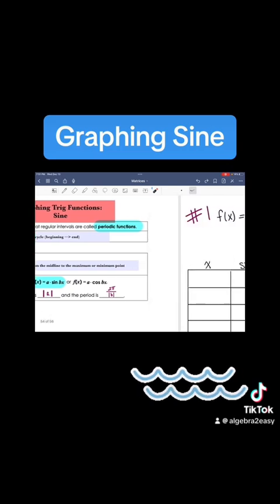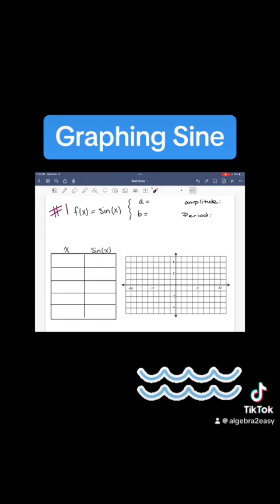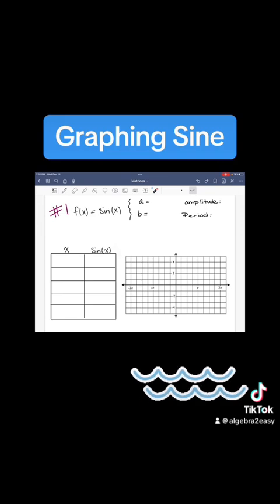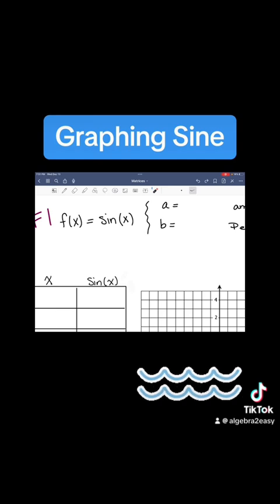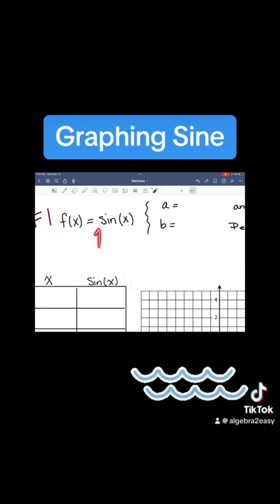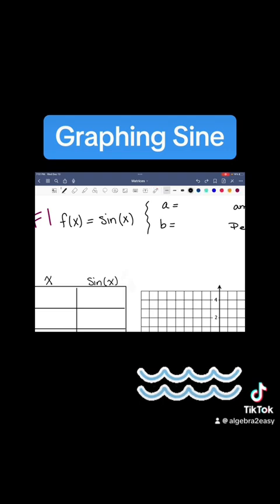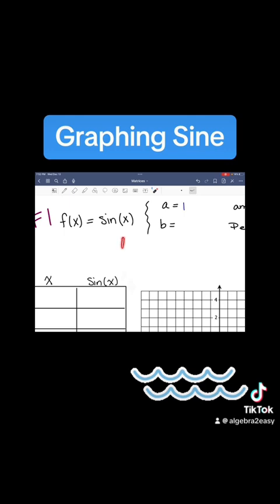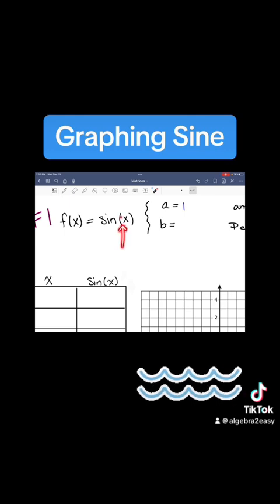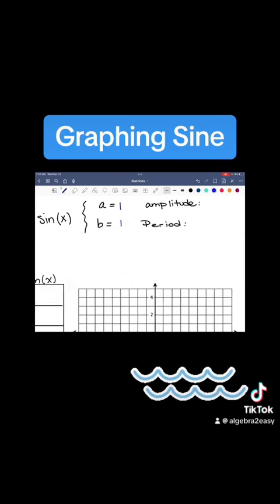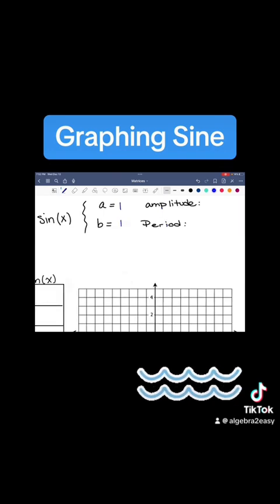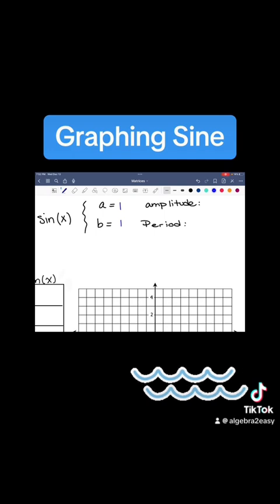So let's do our first example. We're going to start with just the traditional sine function. So f of x is equal to sine of x. First, let's identify what our a and b values are. So the number in front of the function is your a value. So in this case, a is 1. B is the value attached to the x, and clearly there's nothing here, so we're going to assume it too is a 1. Now, based on those numbers, the amplitude is going to be the absolute value of a. So the amplitude here, the absolute value of 1, is 1.